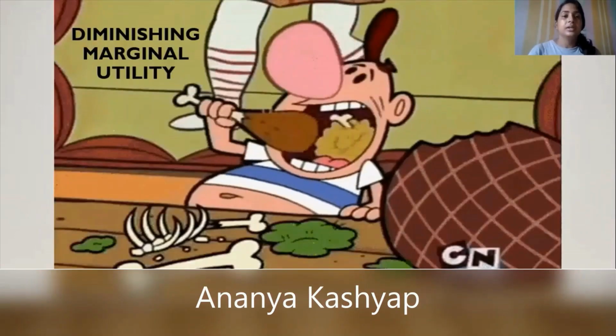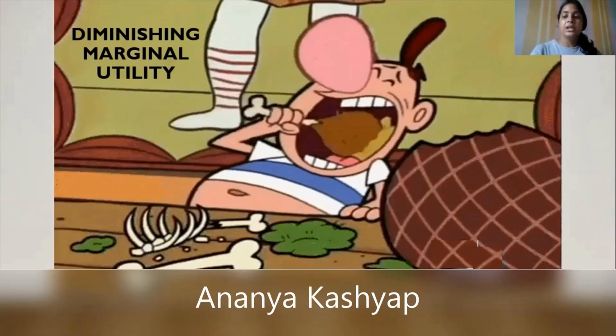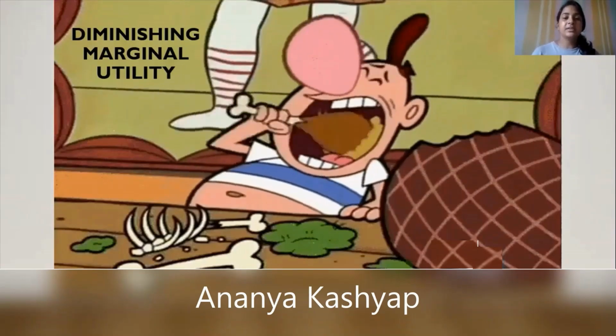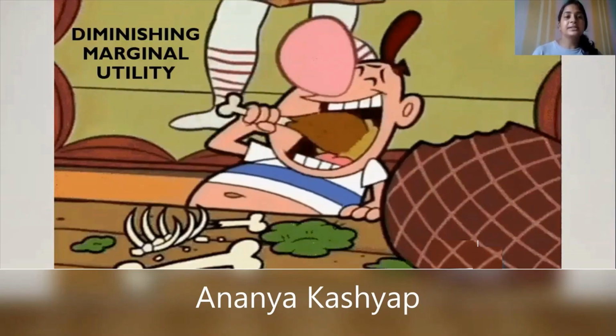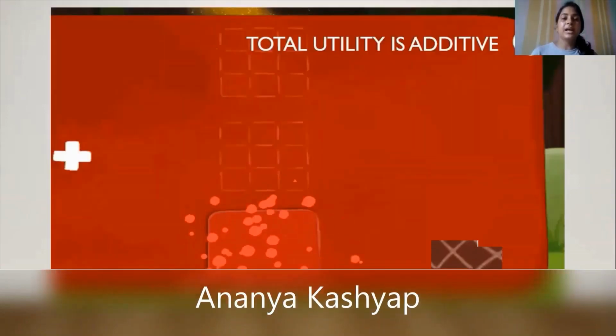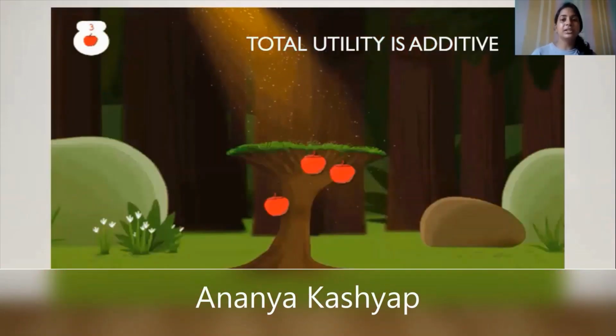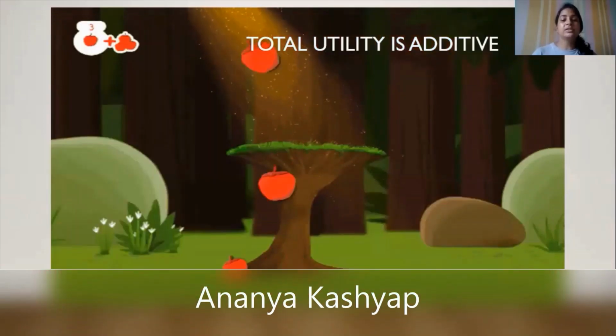The next assumption is diminishing marginal utility. The utility gained from the successive units of the commodity keeps on decreasing as the consumer acquires more and more of the commodity. The last assumption is that total utility is additive. That is, the total utility of the basket of goods depends on the quantity of each individual commodity.